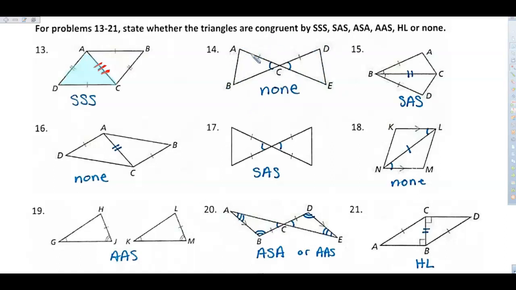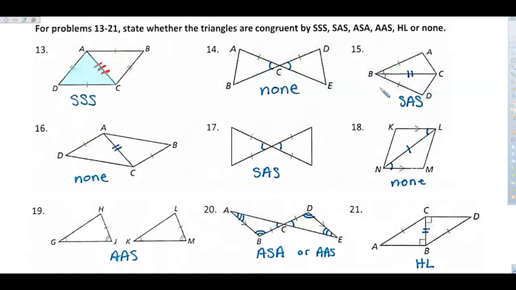So we only know 2 things. We know 1 pair of sides and 1 pair of angles. All of our shortcuts use 3 things, even HL, because remember we need a right triangle. So we need 3 things to show triangles are congruent, so this is not enough.